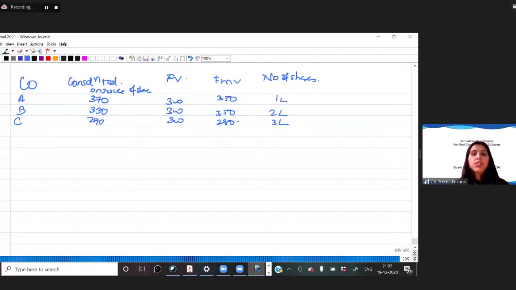Whether in the first case 56(2)(7)(b) is attracted. So if you see in the first case, consideration is 370, face value is 300. So yes, 56(2)(7)(b) is applicable. And what will be the amount of taxability? 370 minus 350, 20, into 1 lakh shares. Whether in the second case 56(2)(7)(b) is attracted, it is greater than 300. So yes.